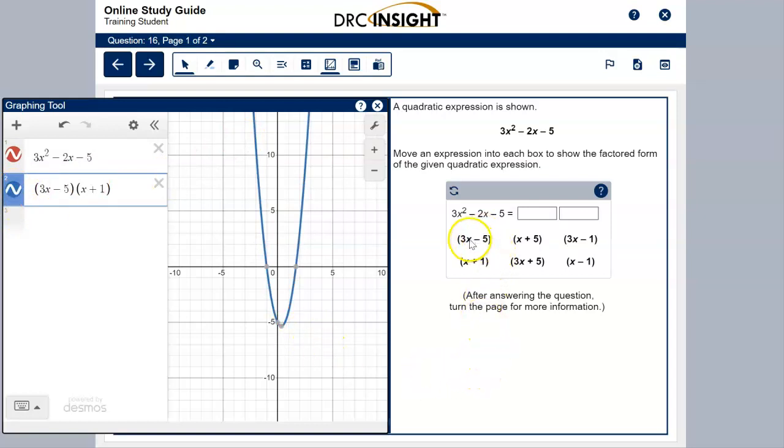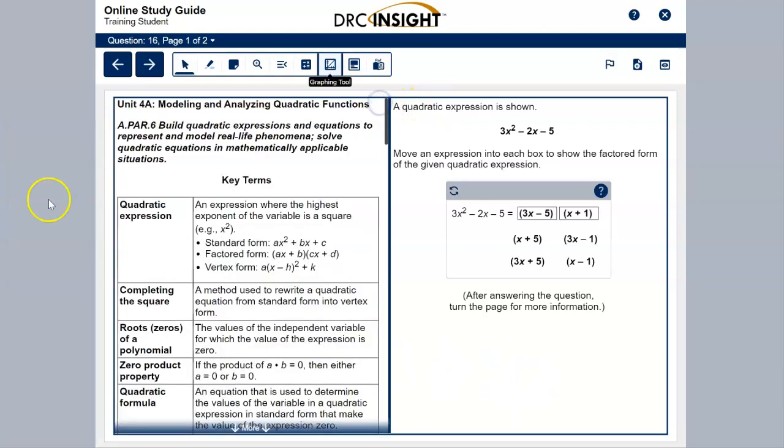So we'll grab one of them. I'll do the 3x minus 5 and put it here. It doesn't seem to matter the order because it doesn't say anything about that in the instructions. So I'm just going to put them in here. And we do know multiplication is commutative, so we could switch the order and it would be fine. So those are our two binomials. Let's move on to the next item.